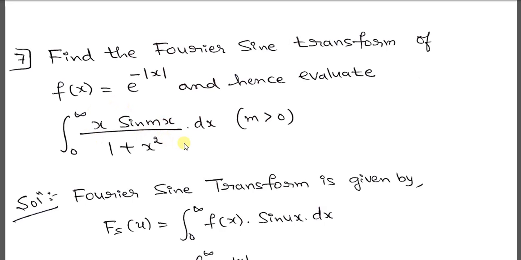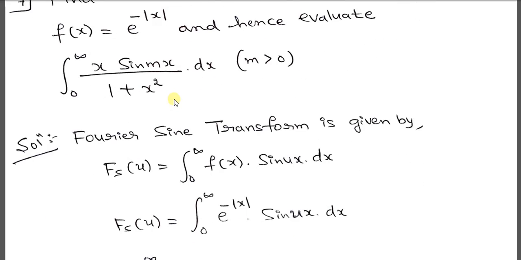As we discussed in the last video, whenever they ask the evaluation part, we have to go for the inverse Fourier transform. But specifically here we are dealing with the sine transform. Therefore, to evaluate this particular integral, we have to go for the inverse Fourier sine transform, and accordingly we have to change the variable. We have to get the answer for this particular term. So let's begin with the first part.